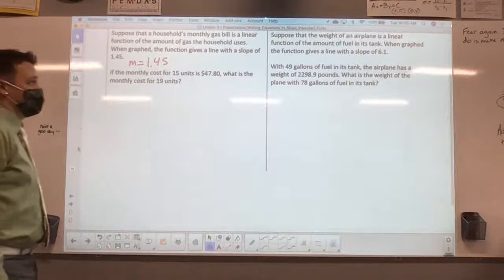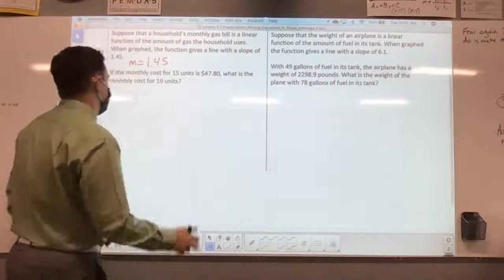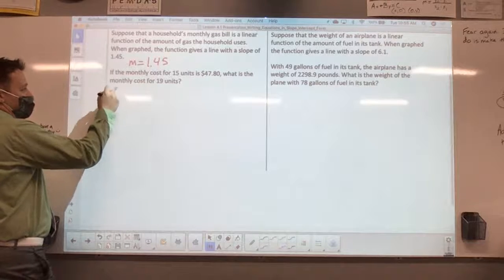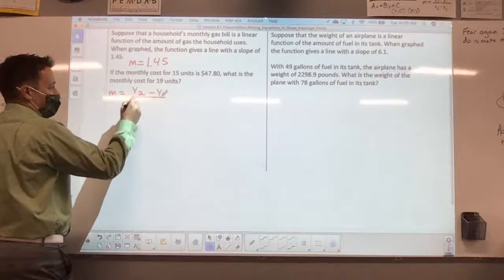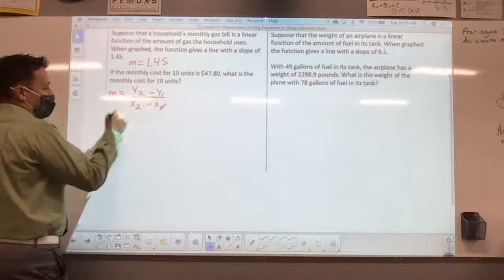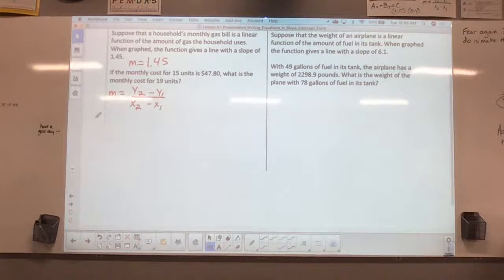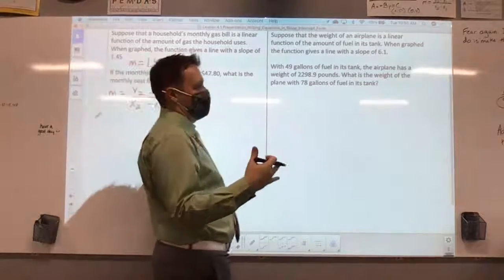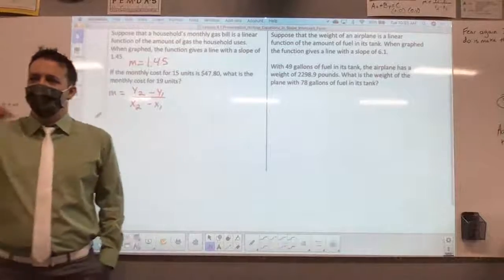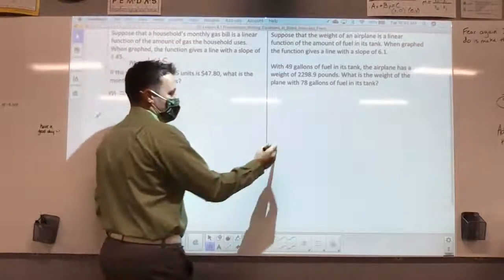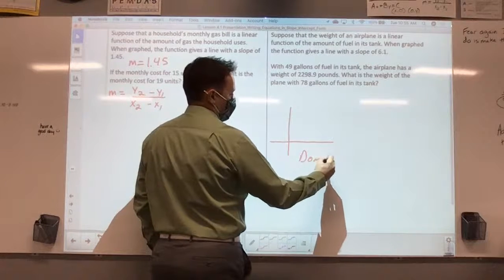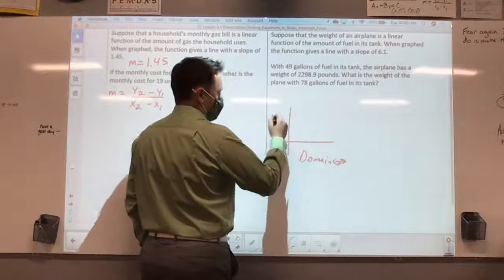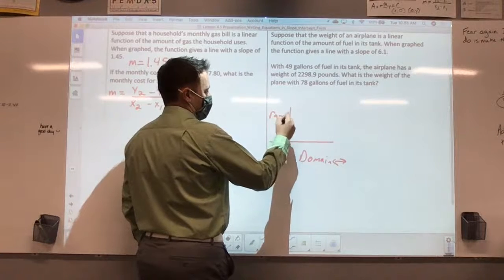Ladies and gentlemen, let me explain this. We are going to use the slope formula, which is M equals Y2 minus Y1 over X2 minus X1, because this is a prediction model. So let me explain one thing to you. Because you guys are still struggling with what's the domain and what's the range, right? Now you guys know, if you see a graph like this, the domain is going left and right, and range is going which way? Up and down.